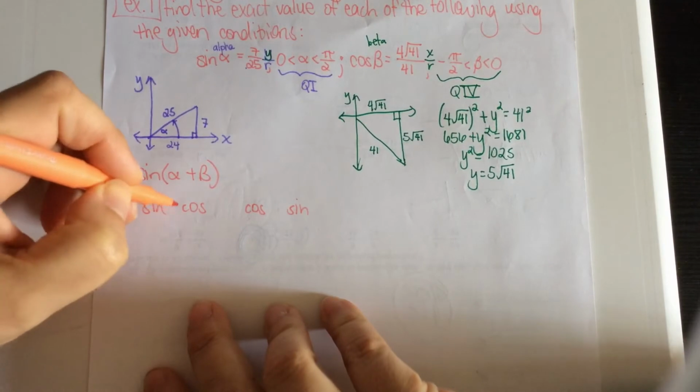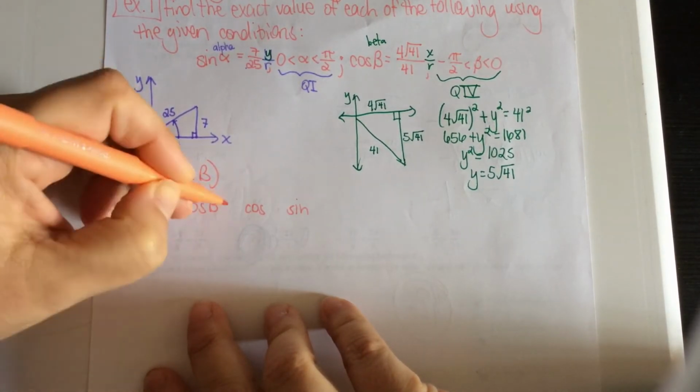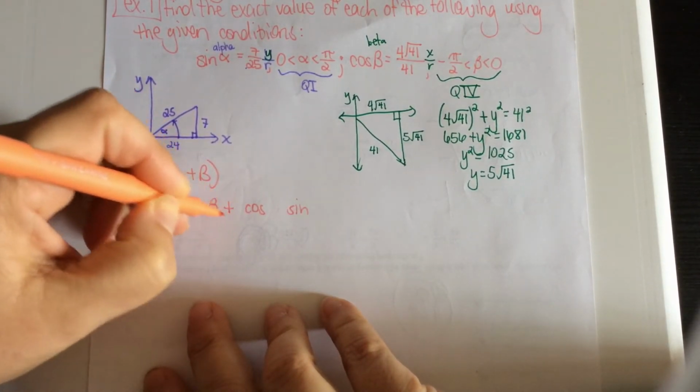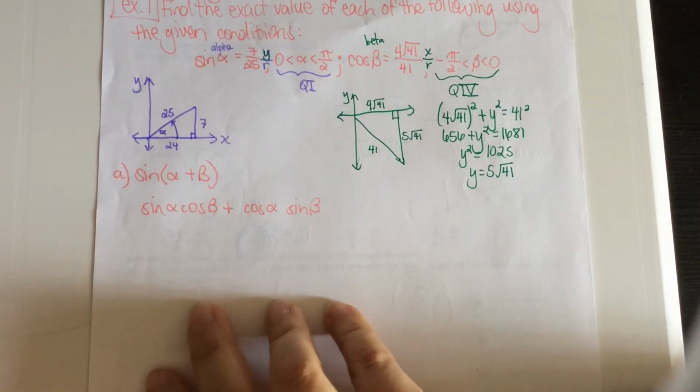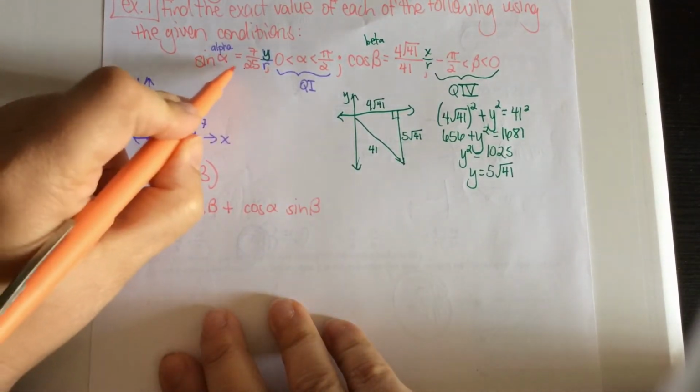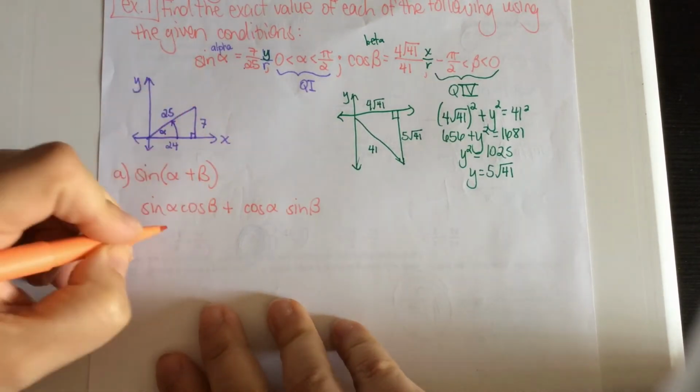And then we remember alpha, beta. We did not clap, so that plus stays the same as that plus. And then alpha, beta. Okay? So now I'm going to look up here. Oh, I already know sine of alpha. That was given. That's easy.